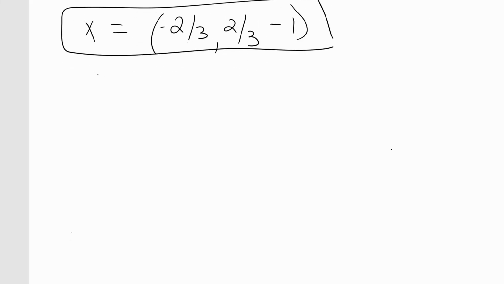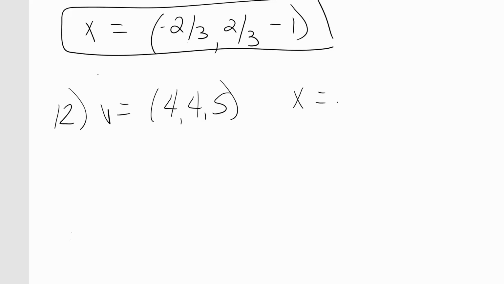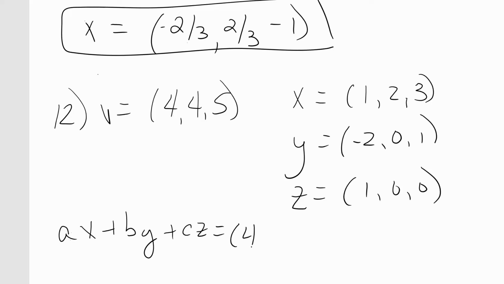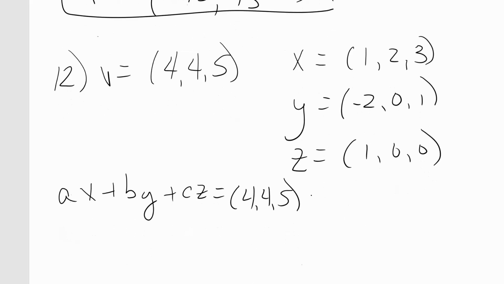All right. So number 12 in the notes, I want to get v, which is 4, 4, 5, from some combination of x, y, and z. x is the vector 1, 2, 3. y is the vector negative 2, 0, 1. And z is the vector 1, 0, 0. So that means I want something times x plus something else times y plus something else times z to give me 4, 4, 5. So it's some linear combination of x, y, and z to give me 4, 4, 5.